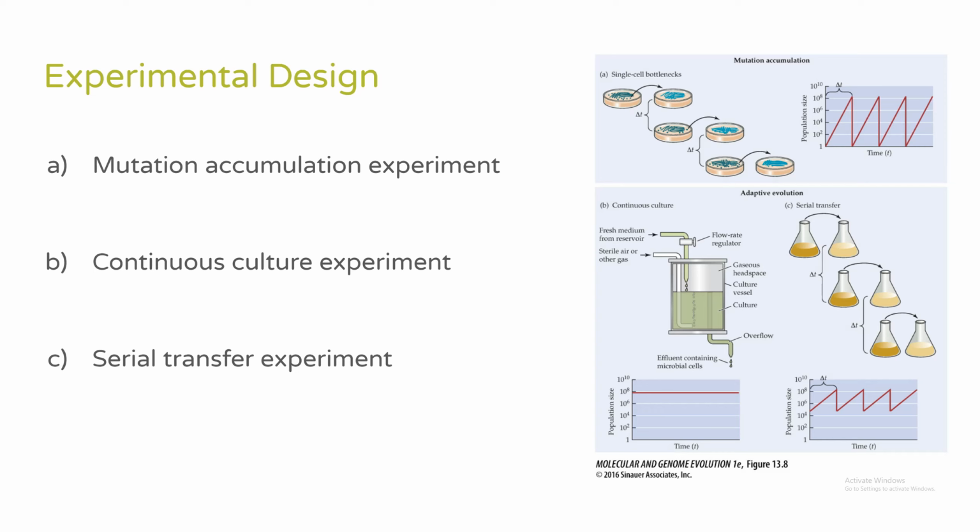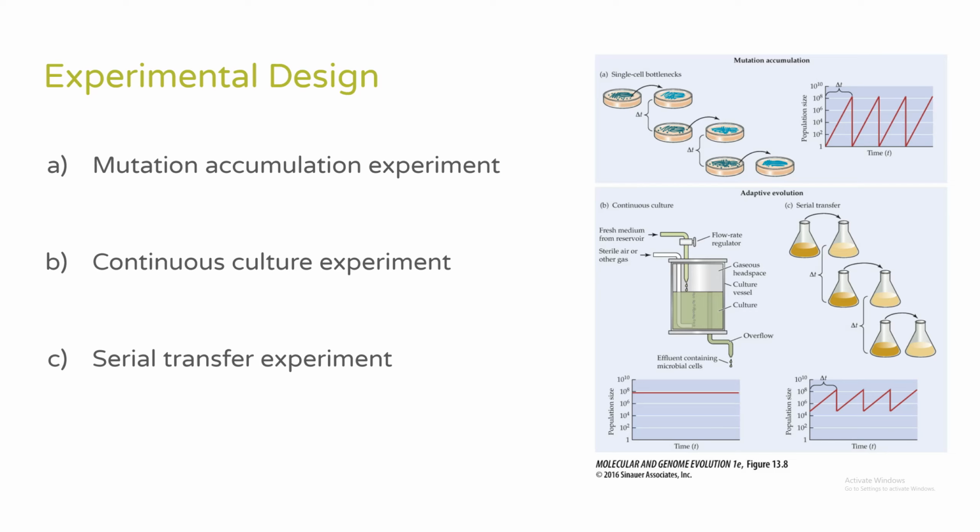There are three main models for propagating populations in molecular evolutionary experiments. Model A is a mutation accumulation experiment. In this type of experiment, intentional population bottlenecks are created to maximize fixation of neutral mutations. This is accomplished through colony picking on agar plates. Model B uses continuous culture to maintain population size using a chemostat, where there is a constant inflow of nutrients and outflow of cells.